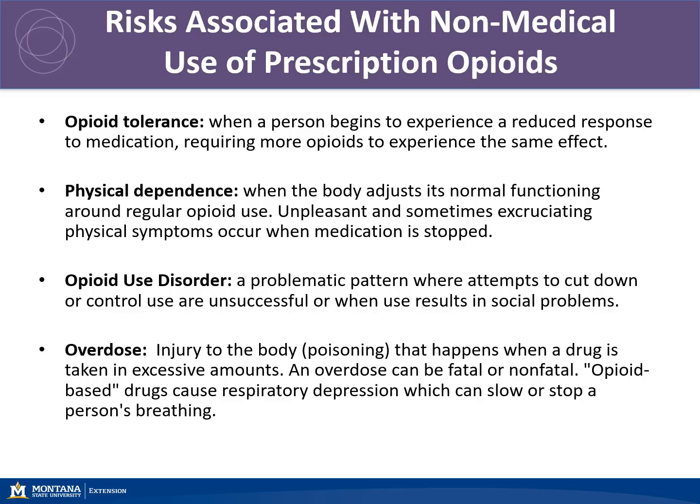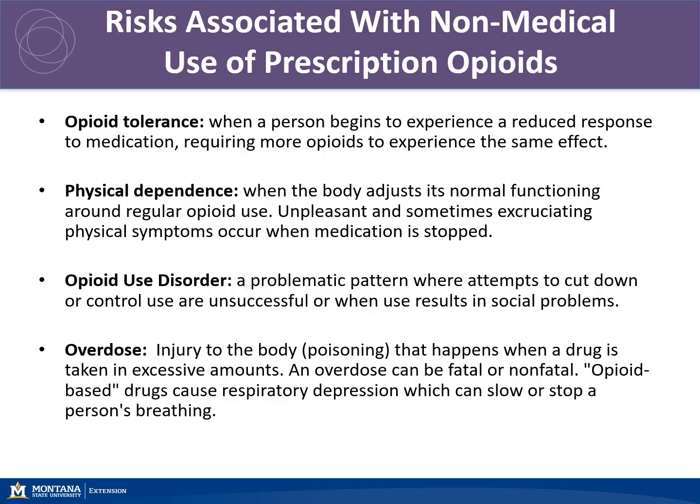The non-medical use of prescription opioids and/or the use of illicit opioids like heroin or illegally manufactured fentanyl may also result in an overdose, which is injury to the body, poisoning that happens when a substance is taken in excessive amounts. An overdose can be fatal or non-fatal. All opioid-based drugs, whether they are prescribed or illegally acquired, are considered respiratory depressants and will drastically slow or stop a person's normal breathing, which can lead to death.